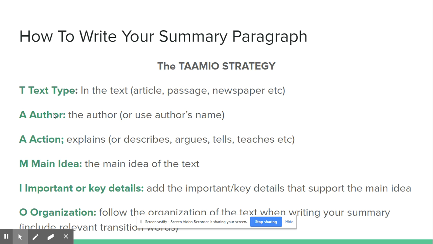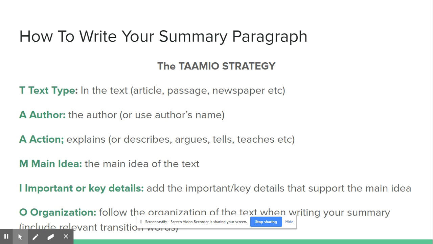Then the first A stands for author, and it's just the author's name, or if it doesn't have an author-specific name, then you can just put "the author" and go on from there. The second A stands for action, which explains or describes, argues, tells, teaches. So it's just the action that the author is using. The M, of course, stands for main idea. So you're stating the main idea of the text in that portion.